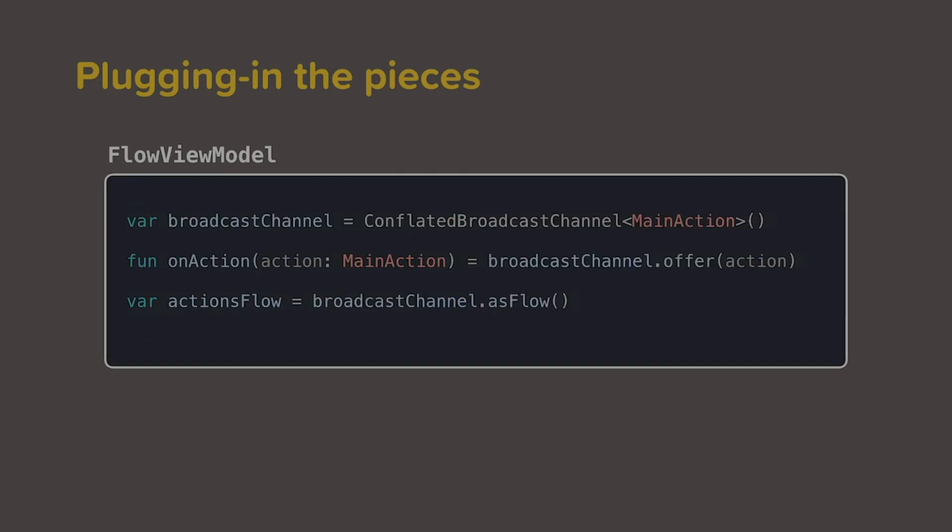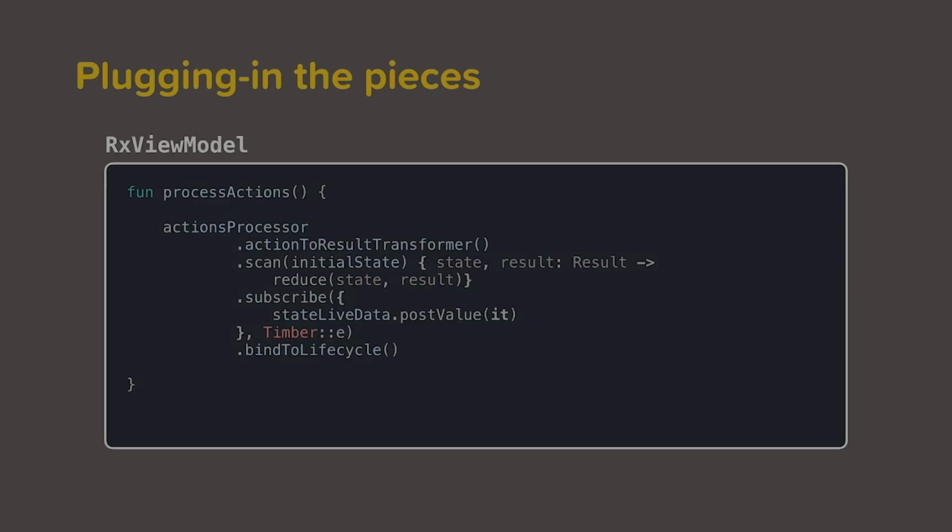As just mentioned, this can be achieved with coroutines by using this conflated broadcast channel, because it also behaves as a behavior subject. So whenever there is onAction, we offer various actions into this broadcast channel, and we expose this channel as a flow. So we just created a particular stream of actions. Now, how do we plug in various pieces inside this Rx view model?